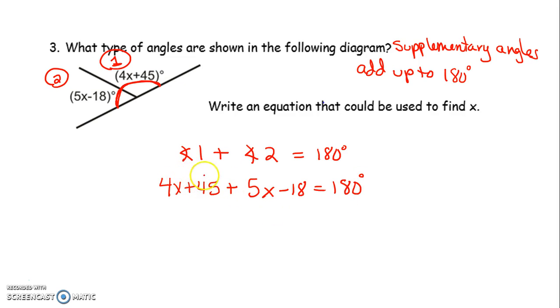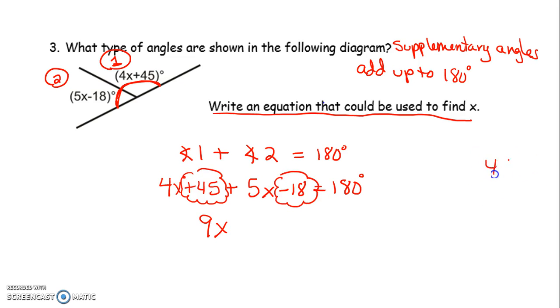All righty. I could be done because they asked me just to write an equation that could be used to find x. But let's say I wanted to go further, and let's say I wanted to now find x. Now it's just solving equations. Way back in our equation unit, it's a quick little throwback. In order to solve this equation, we want to combine our x's. 4x plus 5x is 9x. Then we have positive 45 minus 18. So what's 45 minus 18? 15 minus 8 is 7. 3 minus 1 is 2. 27, it looks like. So that's plus 27 equals 180 degrees.